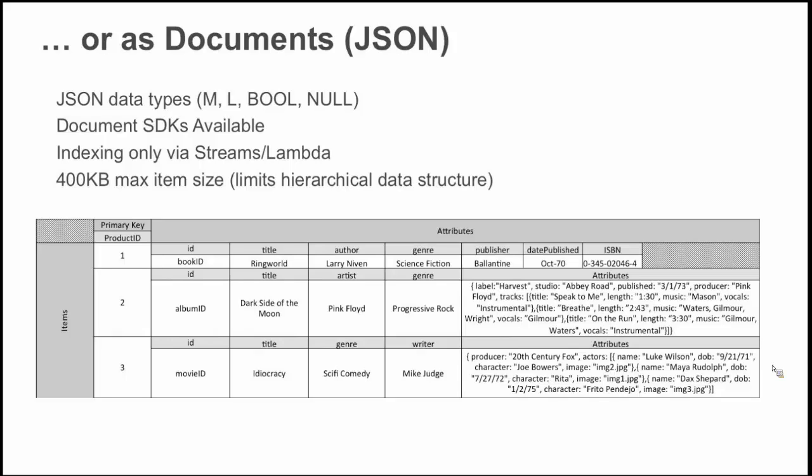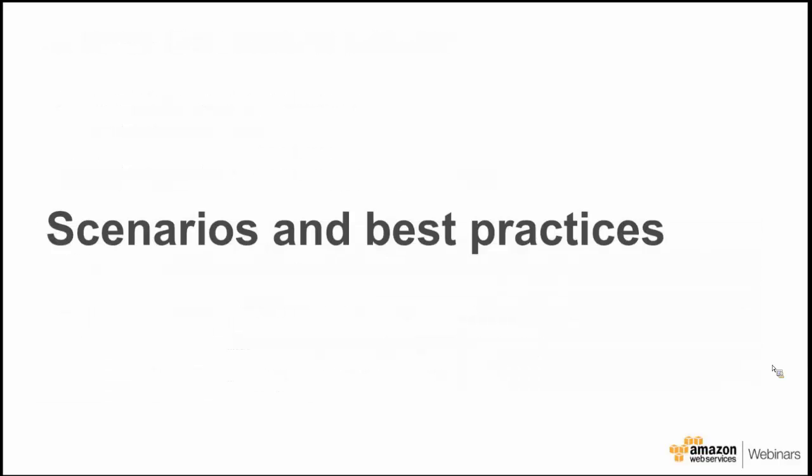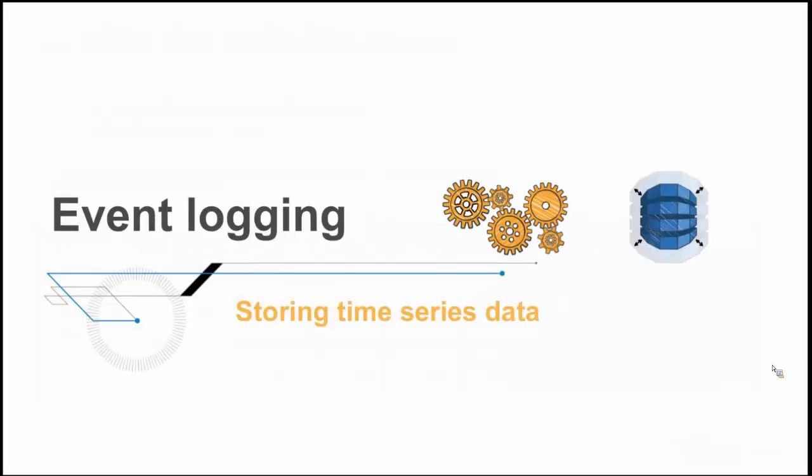The indexing of the properties of those attributes can only be accomplished via streams. We'll talk a little bit about that. But there are document SDKs available for interacting with the properties, and again, it gives you the flexibility to choose how you want to consume the data, or how you want to store the data. All right, so we'll get into some scenarios and best practices here.